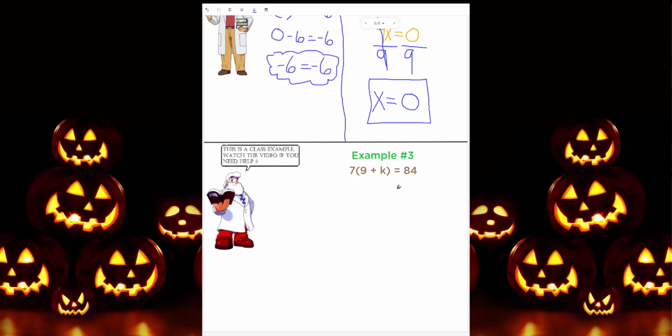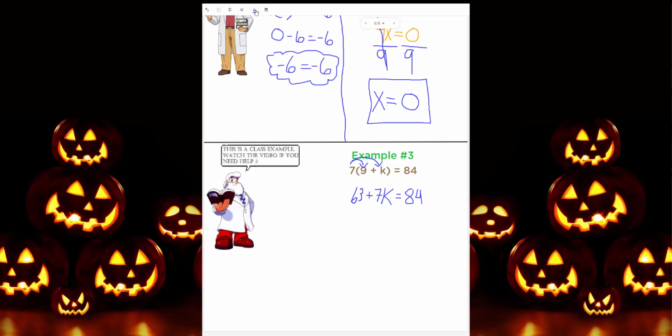And we're going to start by checking to see if there are any parentheses that we can get rid of by distributing. And there are. So let's go ahead and do that. Let's distribute into the parentheses. Okay, so 7 times 9 is 63, plus 7 times k is 7k, equals 84.